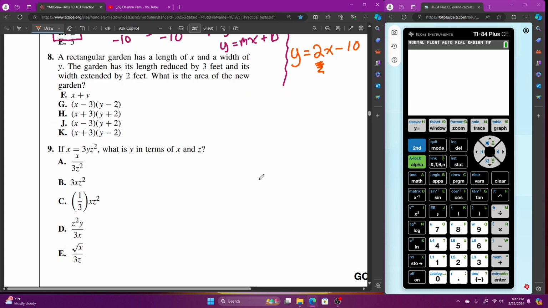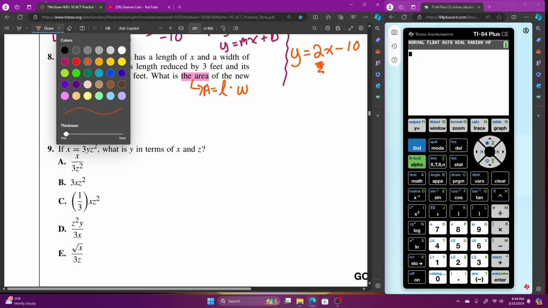Number 8. A rectangular garden has a length of x and a width of y. The garden has its length reduced by 3 feet and its width extended by 2 feet. What is the area of the new garden? Keyword, area. How do you find area? Area equals, we got some more keywords, length and width. Area equals length times width.